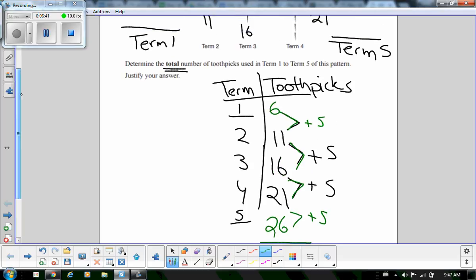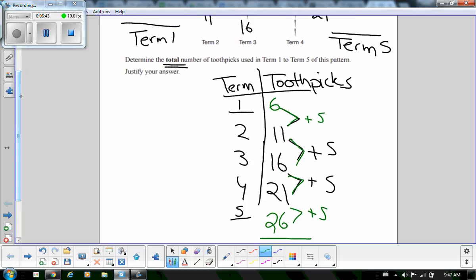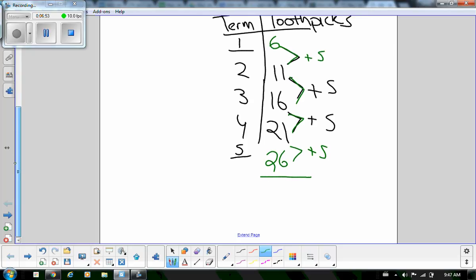Mr. Charles looks at the question. Matthew. You have to add up all the values? No. We look back at the question. The question said determine the total, not the missing values. So we need the total number of toothpicks. Let's do some mental math. 6 plus 11, we've got 17. 17 plus 16. Well, let me break it apart. 10 plus 17 is 27.